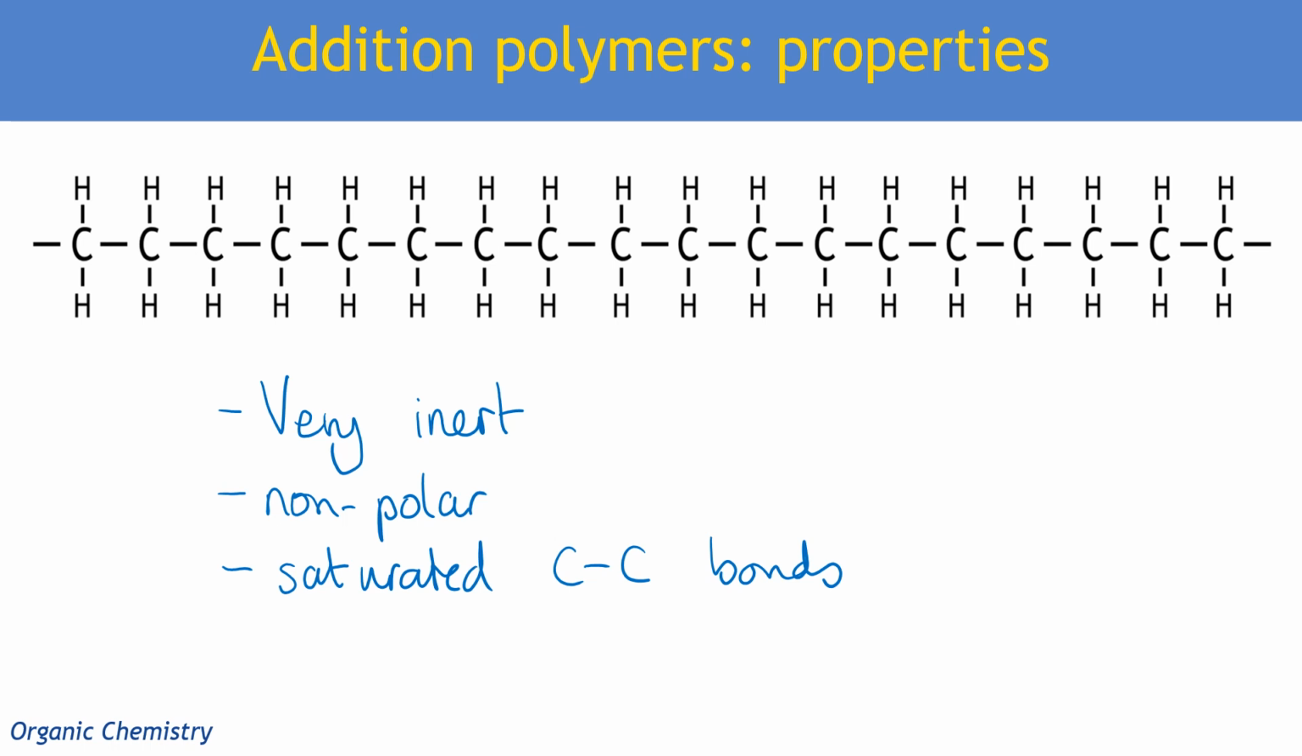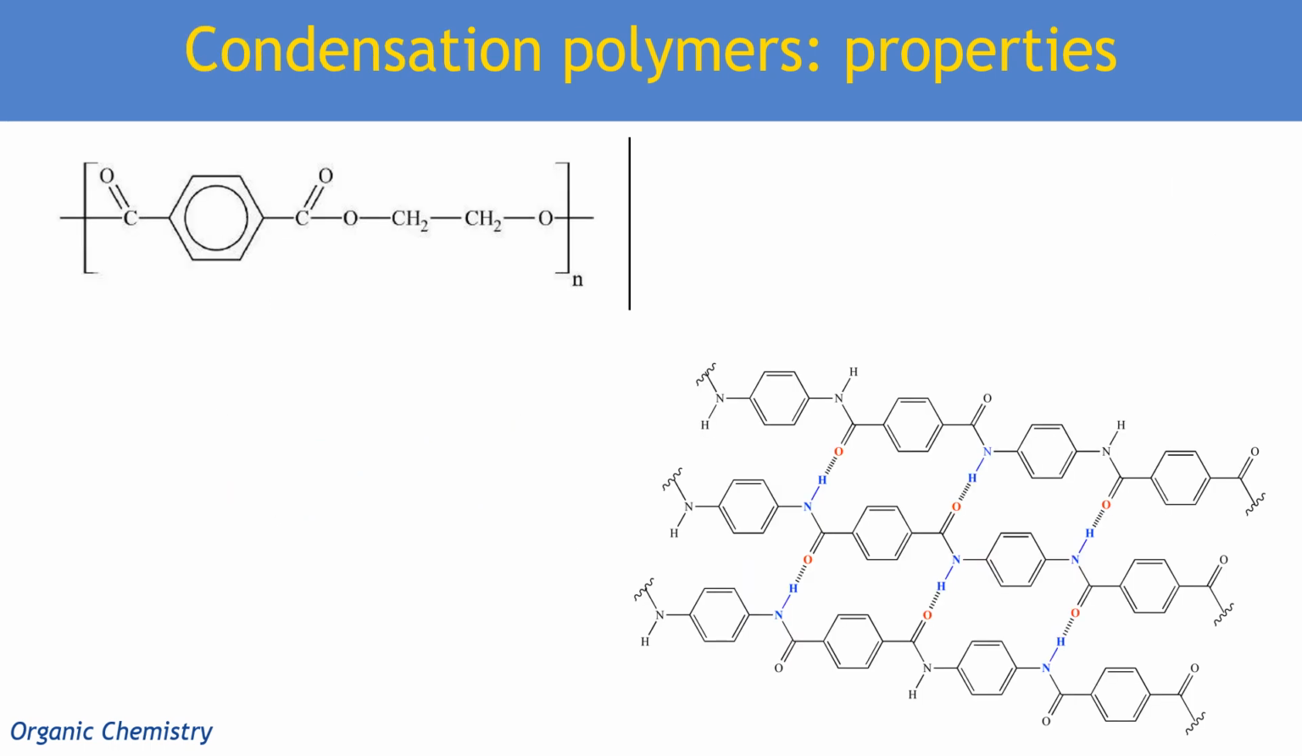But that's also a disadvantage because they will persist in the environment for thousands of years. They can't be broken down by microbes because there is no bond like this in nature. So all natural polymers are condensation polymers, which means that enzymes don't really break down carbon-carbon bonds. Compare that with condensation polymers. Let's think about our melting points.